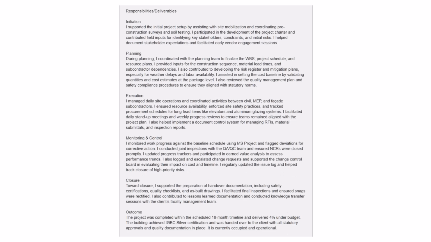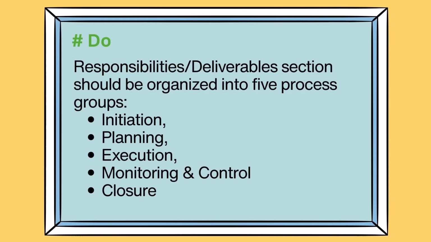The most important section is responsibilities and deliverables. Here, list the key activities you carried out and what deliverables you were responsible for. Now, this section should be organized into the 5 process groups: initiation, planning, execution, monitoring and control, and closure.